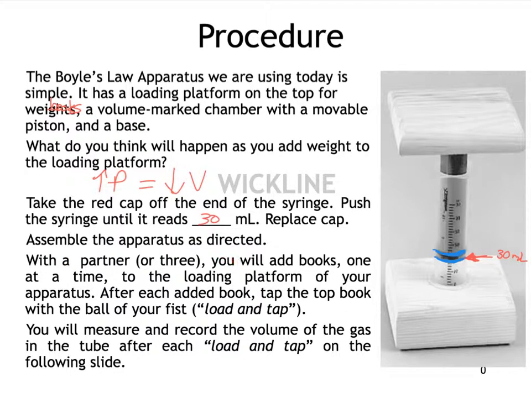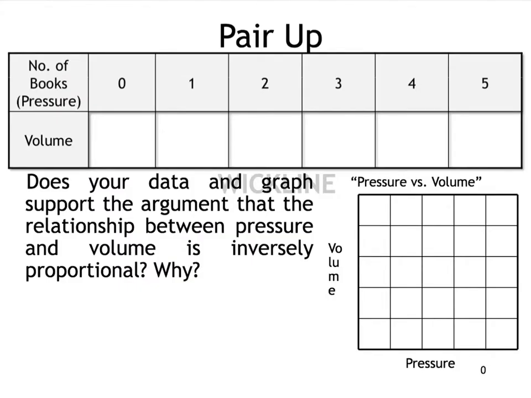And then you're going to get some partners. You're going to add books one at a time to the loading platform. And after you add each book, you'll just quickly tap it just to make sure it's not stuck. And then you're going to measure and record the volume of the gas in the tube after each of the loads and taps. You're going to need to record this data table. And it basically just says how many books you have on it. So you'll start with 0. The volume should be 30 if you set it correctly. And then the volume will change as you add more books. And we'll do that in class.